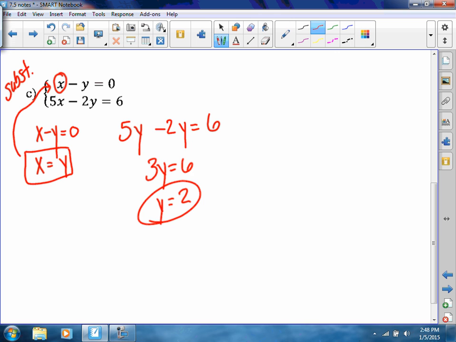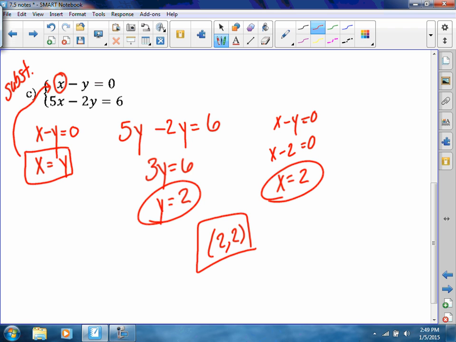Oh my gosh. So here, this is kind of like what we've been doing in the previous sections where you're actually going to get an ordered pair for a solution. So now I'm going to take this and I'm going to substitute it back into my original equation. So I'll have x minus y equals 0. So x minus 2 equals 0. If I add the 2 over, x equals 2. So then my solution will be 2, 2.